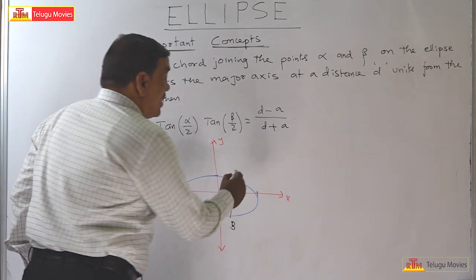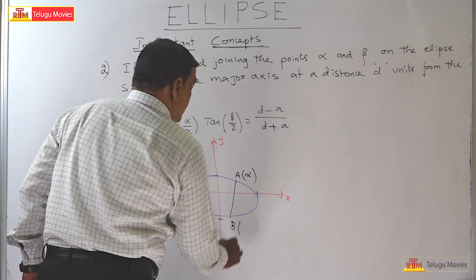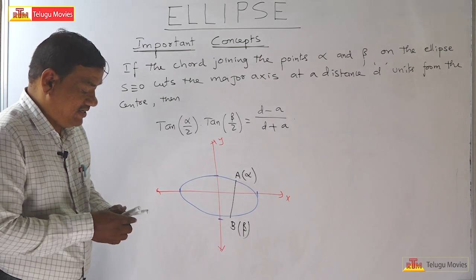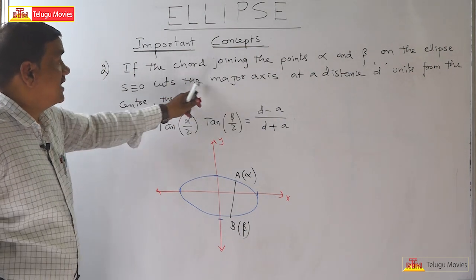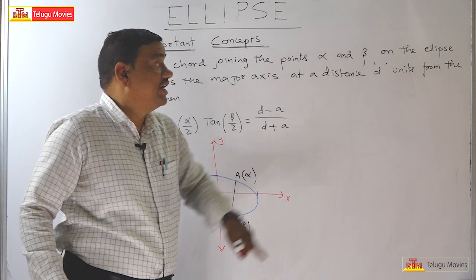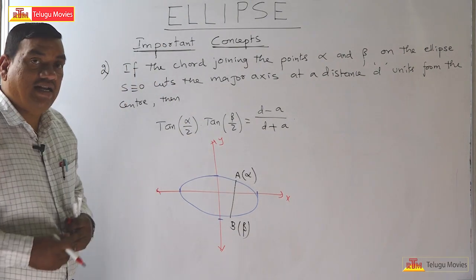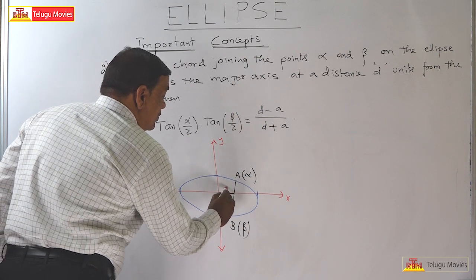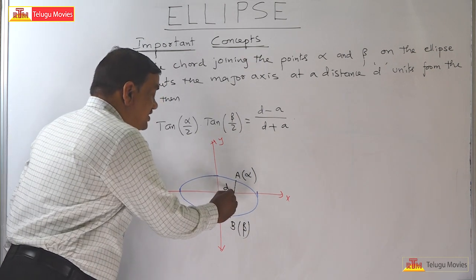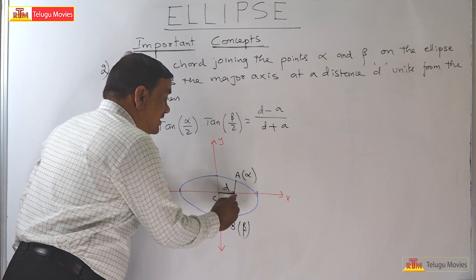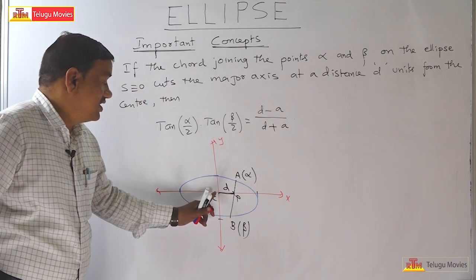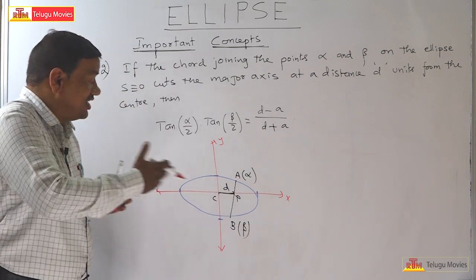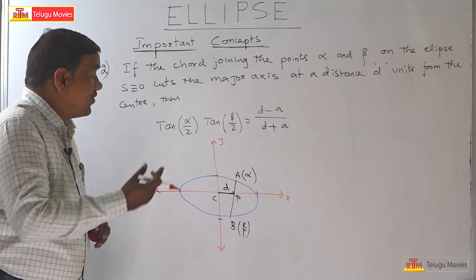The eccentric angle of A is alpha and the eccentric angle of B is beta. It is given that this chord cuts the major axis at a distance d units from the center. So, this is the center, and this distance is equal to d. It cuts the major axis at some point P, and the distance between the center C and this point of intersection is d.